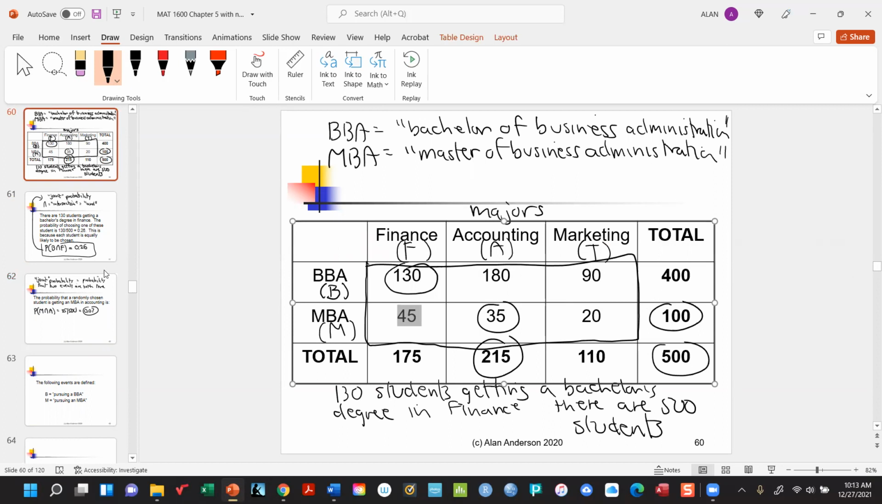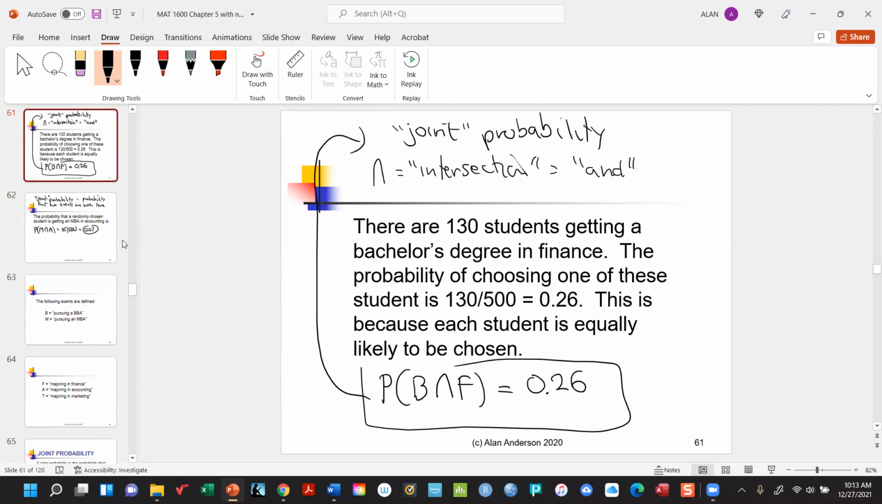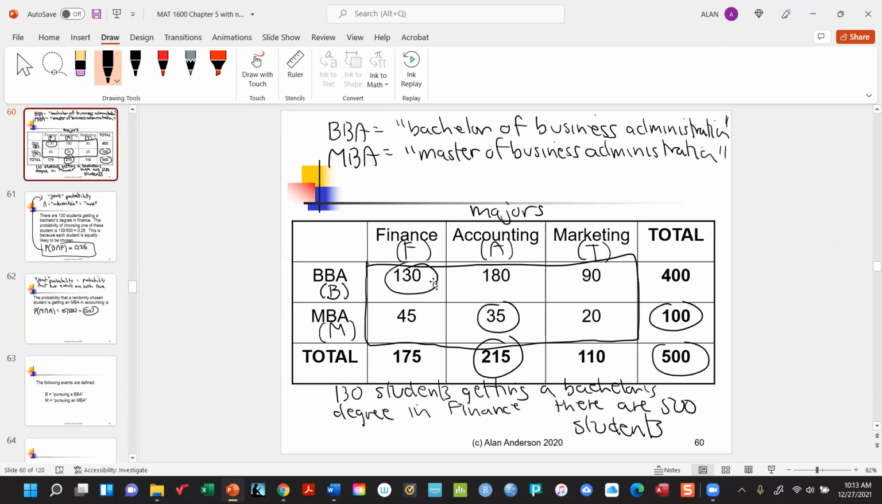But what we can also do is take this one step further, and we can ask questions about not joint probabilities, but the probabilities of, for example, somebody just getting an MBA. In other words, if we just want to know if this person that we've chosen is getting their MBA, regardless of their major, then we'd have to include all the MBA students. And that means altogether we're looking at 100 people out of 500. Now, that is not a joint probability any longer because we're only considering one thing, and that's whether or not you're getting an MBA. We're completely disregarding the major.